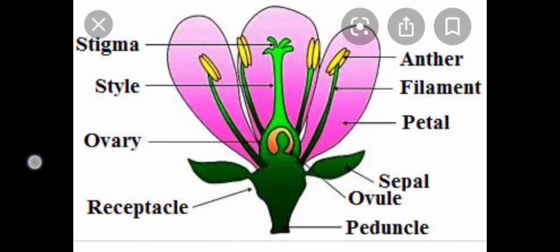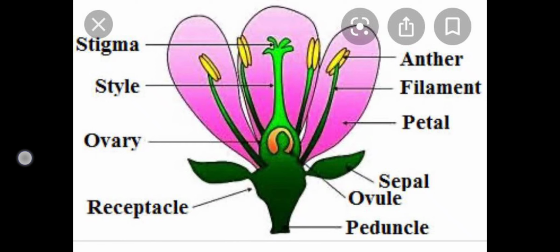gynoecium, if all the whorls are present, then under that condition the flower is a complete flower. So this is a complete flower in front of you. But in case any one whorl is missing, say for example sepal is missing or petal is missing, then under that condition the flower is called an incomplete flower. The main parts that are essential for a flower are the female reproductive part, that is carpel, and the male reproductive part, that is stamen. They should be present.